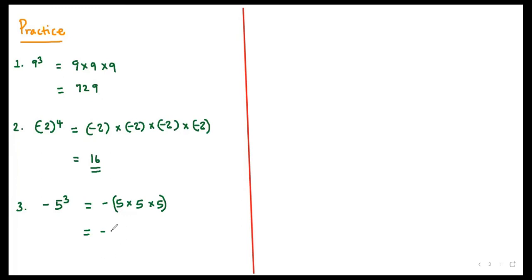Negative 125. Very good. Let's say that we have a fraction. Let's have this as our number 4. Let's say we have a half to the power of, let's say, 5. What do we have?